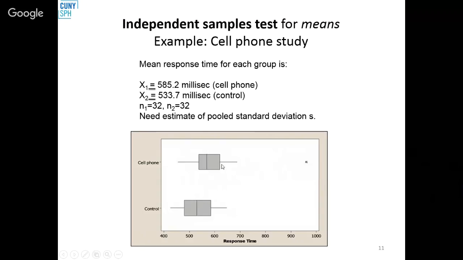So another thing I notice about this is it looks like the variability in these two groups is pretty similar, ignoring this outlier for that purpose. But for the bulk of the participants, the variability is pretty similar.